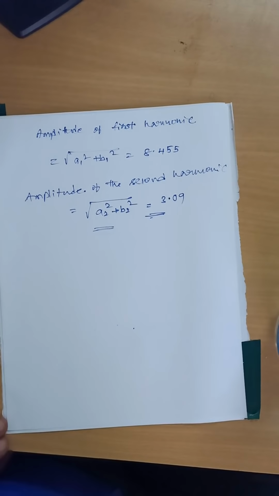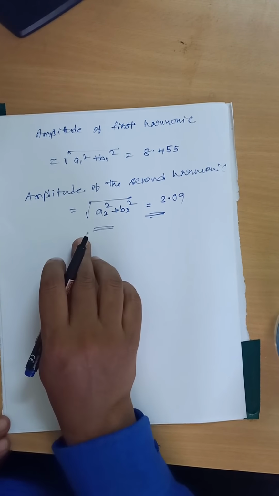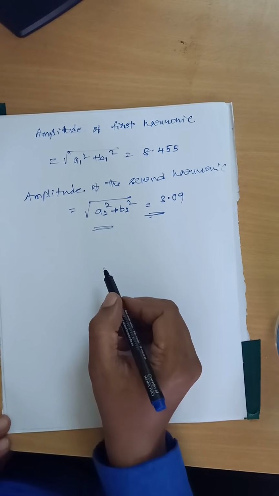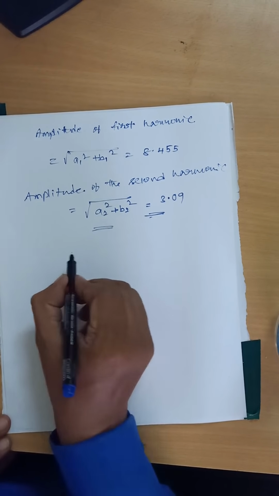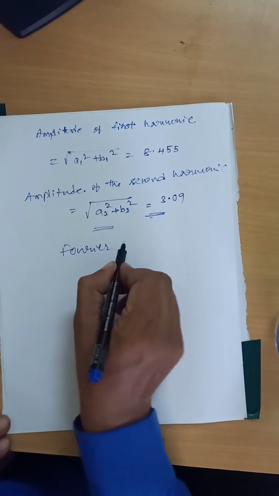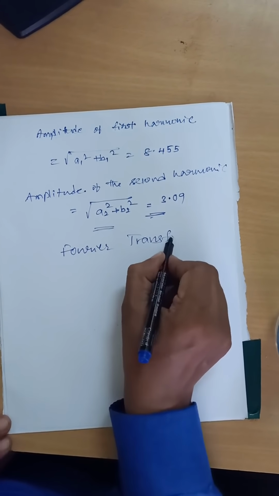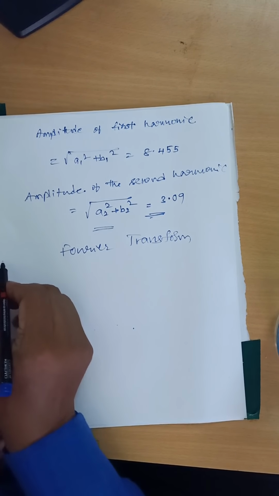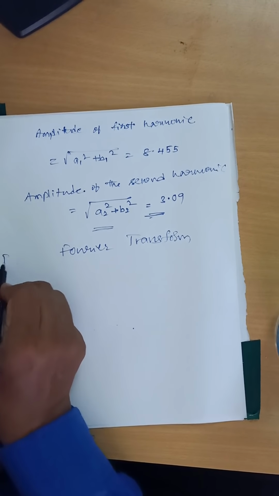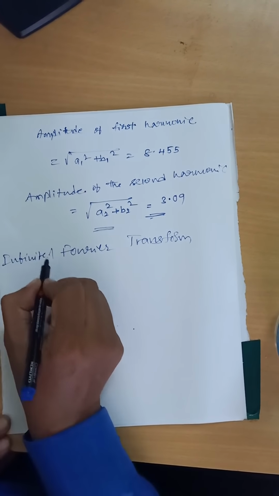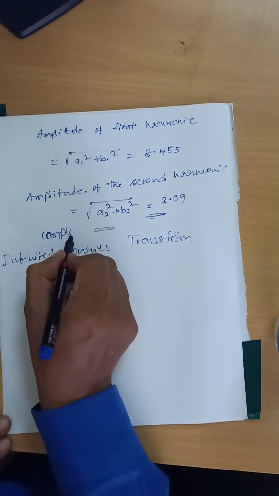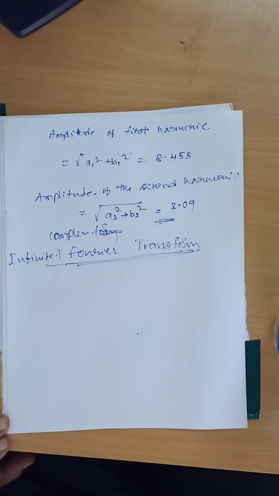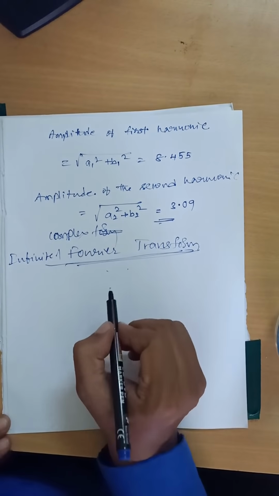So we have completed this unit, that is Fourier series. In the next class we are going to discuss a new unit, that is Fourier transform. We will discuss only the infinite complex form of the Fourier transform. So I will continue in the next class.